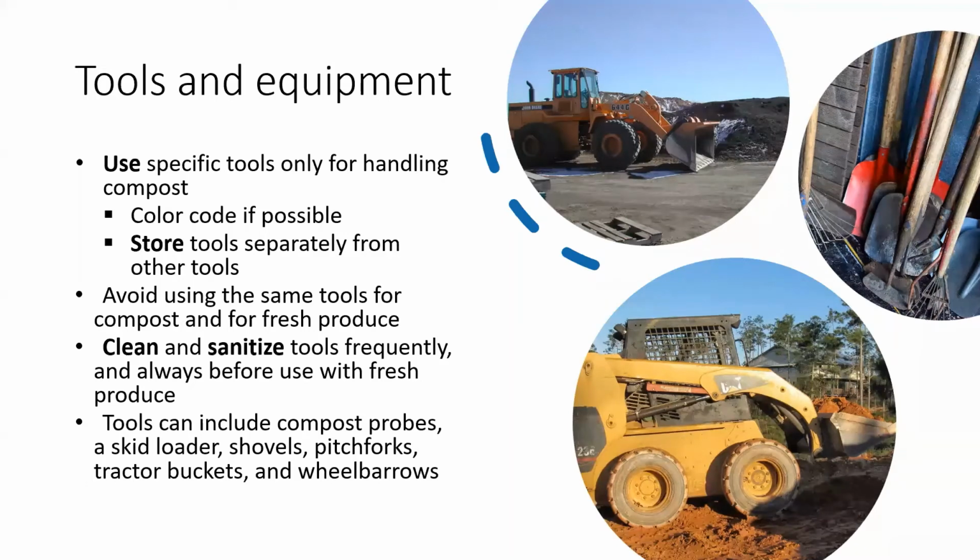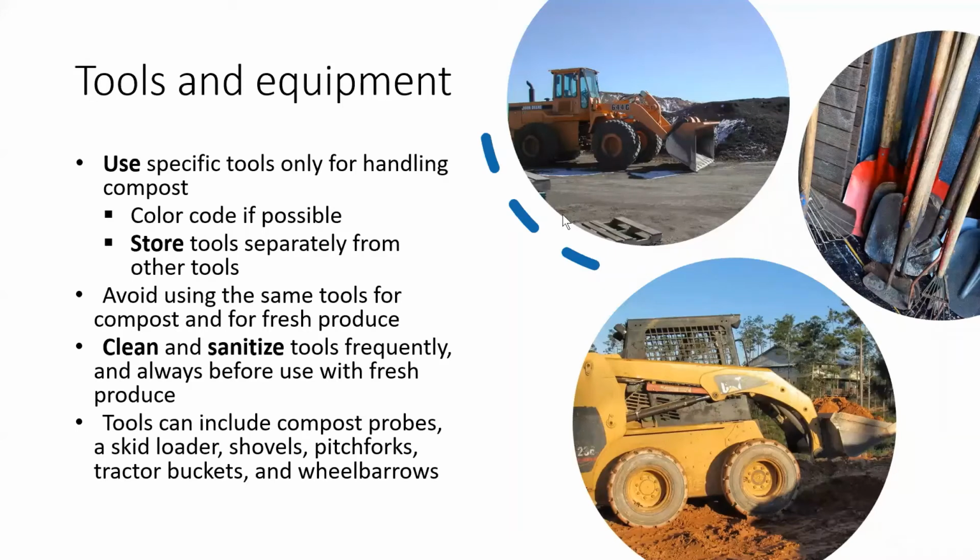Some tips for that: you can color code your tools. That's a good visual indicator for employees that the red tools don't get used for anything other than compost. But sometimes we don't always have the luxury of different sets of tools for different activities. So if you are going to use the same tools, make sure that you clean and sanitize the tools that you use for compost before you use them for your fresh produce.